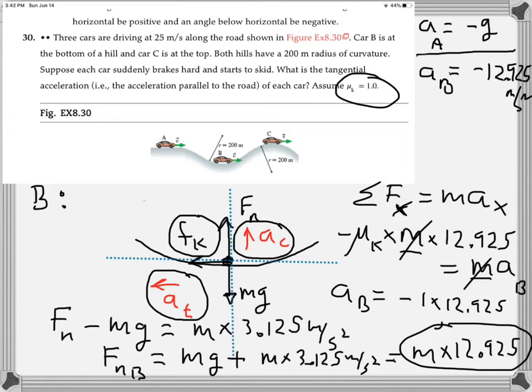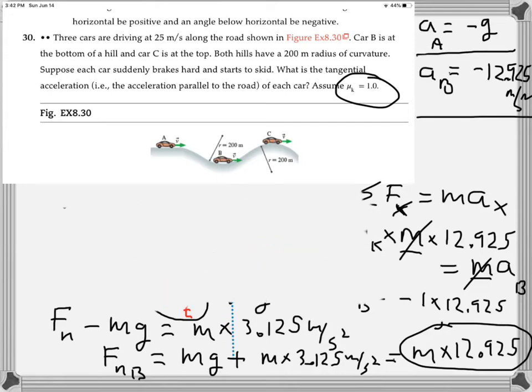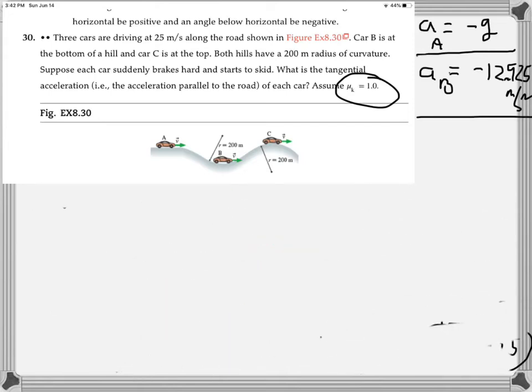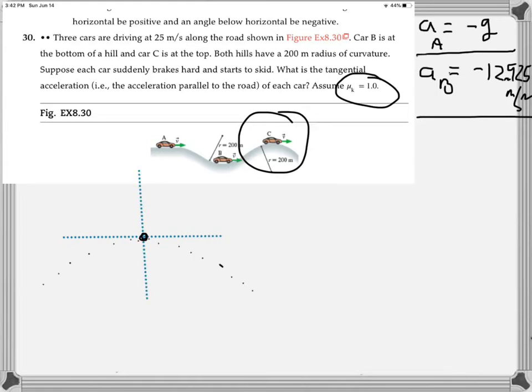All right. Moving on to car C. So car C, we're going to do the free body diagram. I'm reminding here with these dots that the car is at the top of the curve. The normal force with the road goes up, the weight of the car goes down, and friction goes to the left. The acceleration, tangential acceleration, is to the left. I shouldn't have called it C.